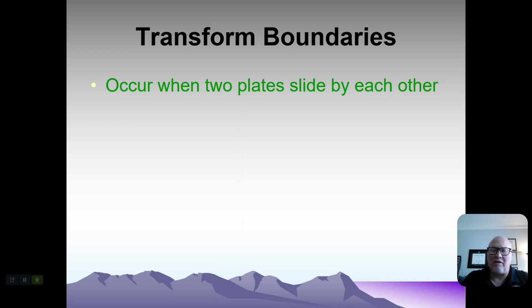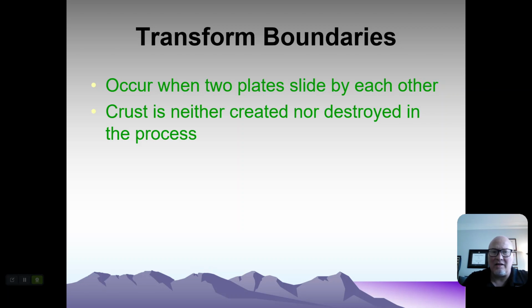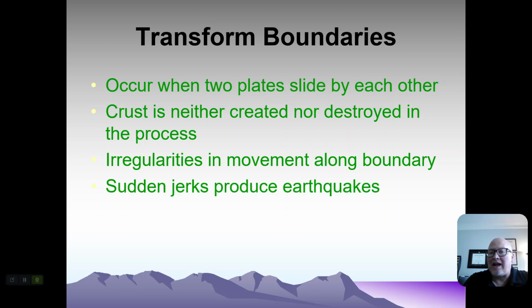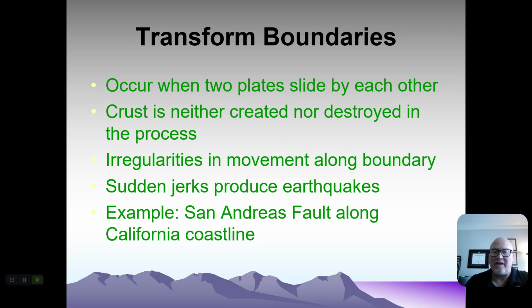Transform boundaries are plate boundaries that slide next to each other. So the crust oftentimes is neither created nor destroyed in this process, but it does create a great deal of tension and then sliding, which is an earthquake. So irregularities in this movement along the boundary, with sudden jerks, create an earthquake. An example, like I said, is the San Andreas Fault. The San Andreas Fault is where the Pacific Plate and the North American Plate come together.